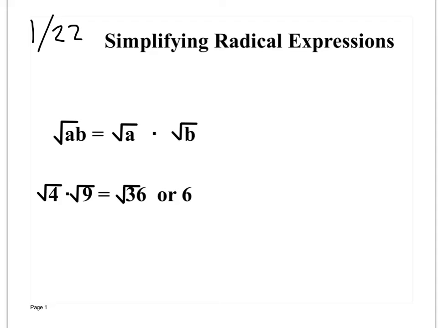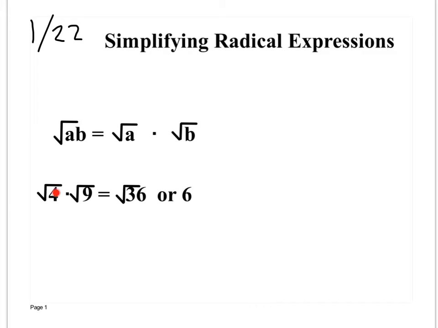Today we're going to simplify radical expressions. Radical expressions have a radical sign, which is the square root sign. So we're going to simplify them. We have the square root of AB. It's equal to the square root of A times the square root of B. So you can split something up into two separate square root or radical expressions.